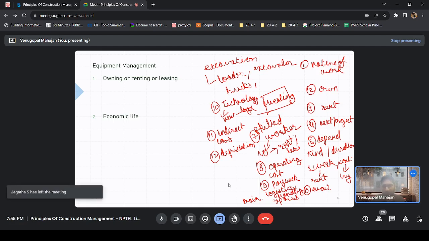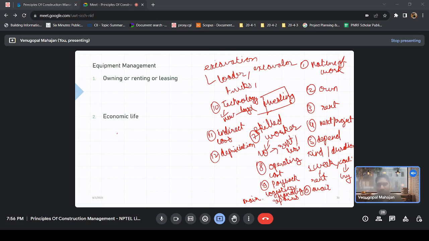Now coming to one another simple thing, economic life. What happens is, with annual cost and time, the ownership cost reduces. If you have bought it already, the ownership cost reduces, while your maintenance and operating cost increases.